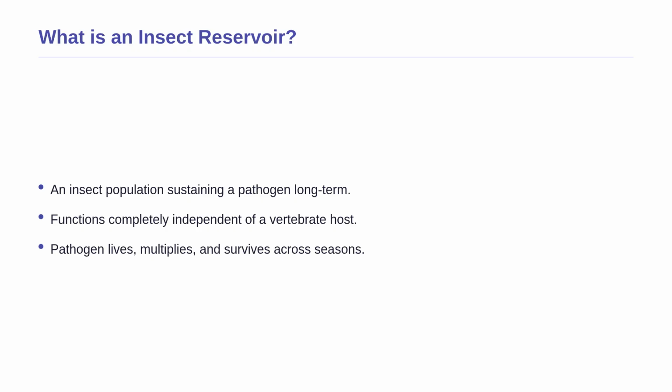Now that we understand the idea of a hidden storage tank, let us define what this means in medical entomology. An insect reservoir is an insect population that sustains a disease-causing pathogen over an extended period. The most crucial part of this definition is that it happens completely independent of a vertebrate host, like a human or animal. The insect becomes a long-term biological host, where the pathogen lives, multiplies, and survives across different seasons and generations, even when there are no sick humans around to bite.